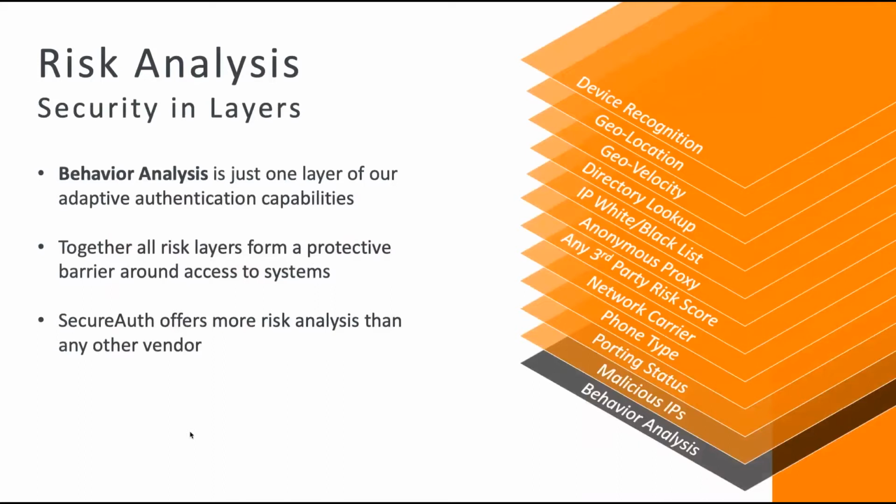Just like building security may have multiple layers, you have a fence, you've got an armed guard, you've got locks on the doors, you have cameras watching everything. The more layers of protection you have, the harder it is for an attacker to get past them, and it makes you more secure from that potentially bad access. So again, SecureAuth offers more risk analysis than any other vendor, and this adaptive or risk-based authentication is kind of like buying insurance. You hope you don't really need it, but you're sure glad when you really do. Next slide, please.